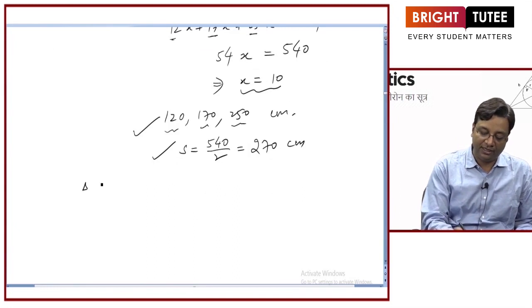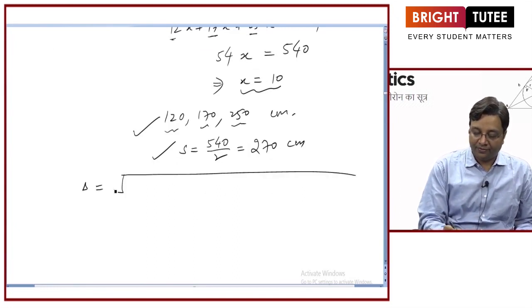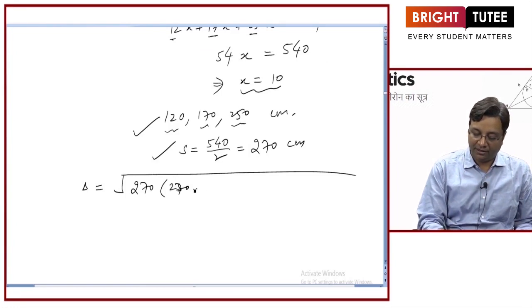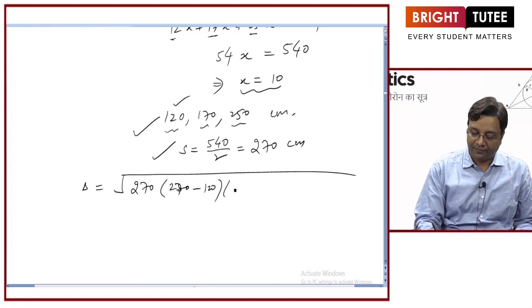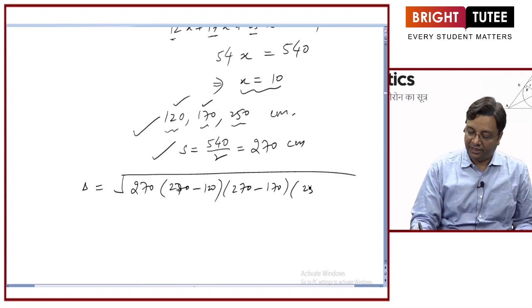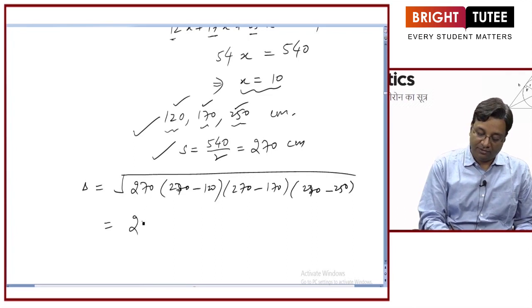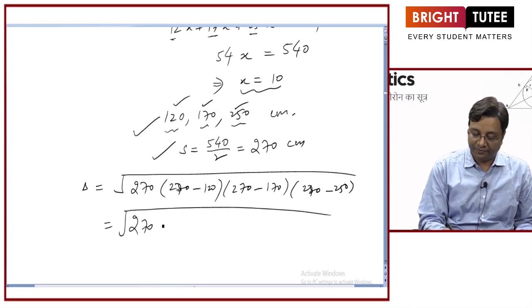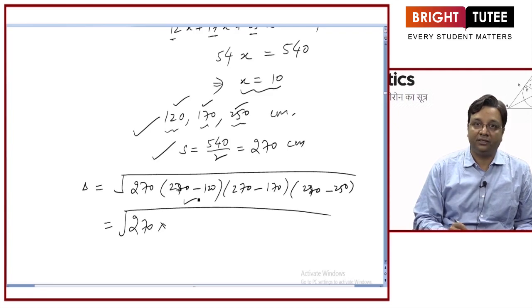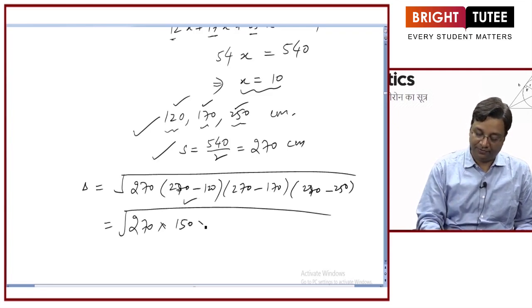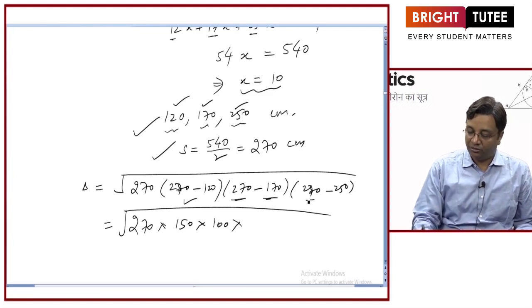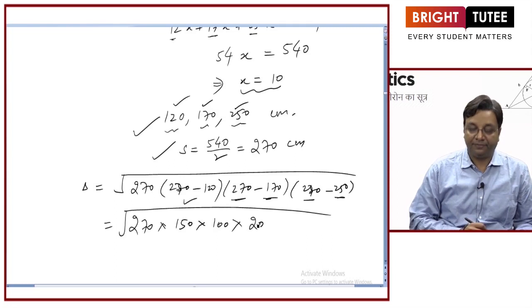Now, I have got all the sides, I have got the semi perimeter. So, I will directly apply Heron's formula, which is square root of s, s minus a, s minus b, s minus c. This gives me 270 into 270 minus 120 is 150, 270 minus 170 is 100, and 270 minus 250 is 20.